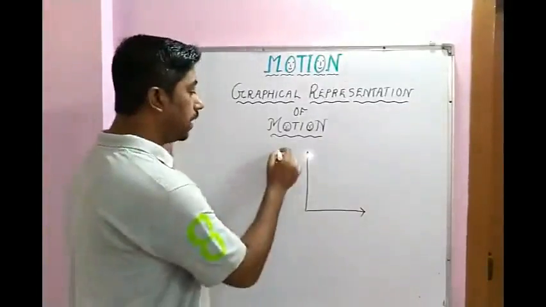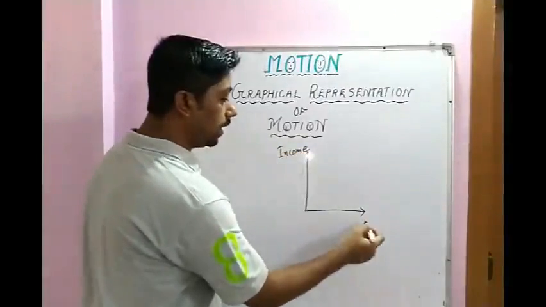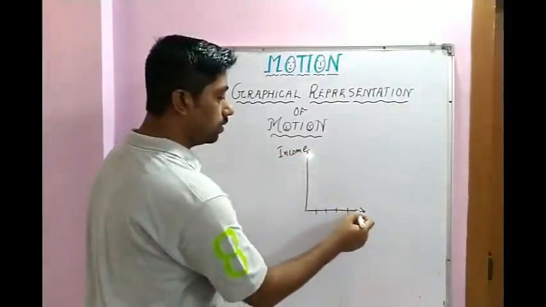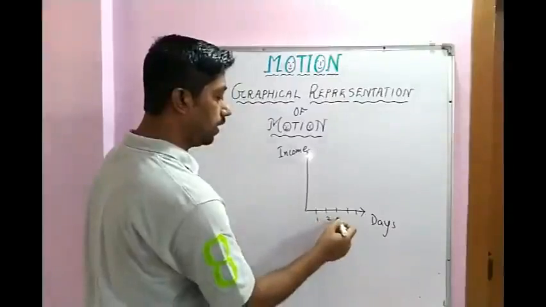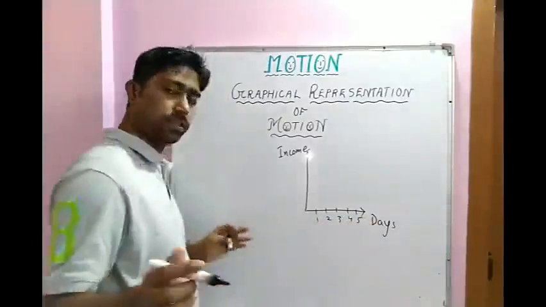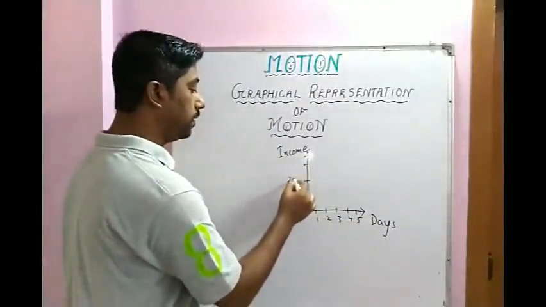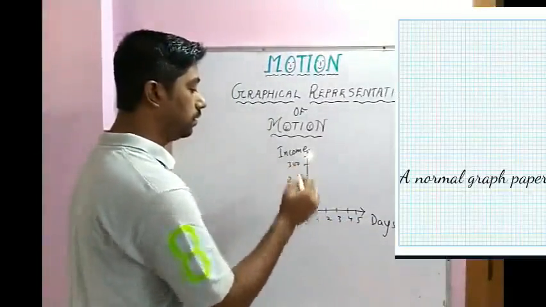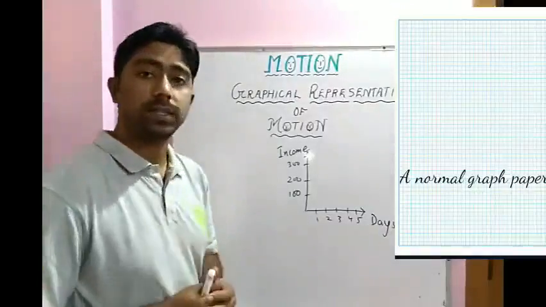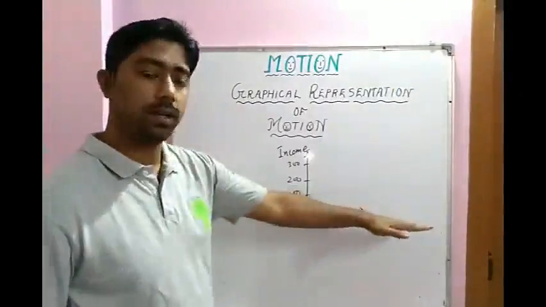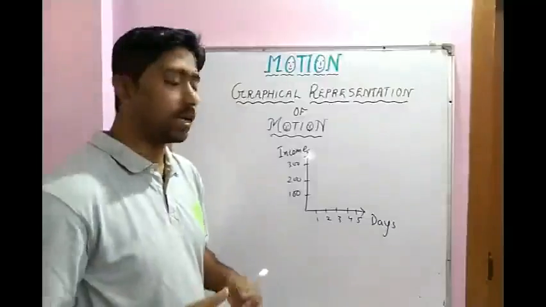Suppose here is income, and on this side we plot days: first day, second day, third day, fourth day, fifth day, etc. This is just an example. All of you have seen graph paper. Now see what I have done here. I have selected two axes. This is one of the axes, and this is the other axis.